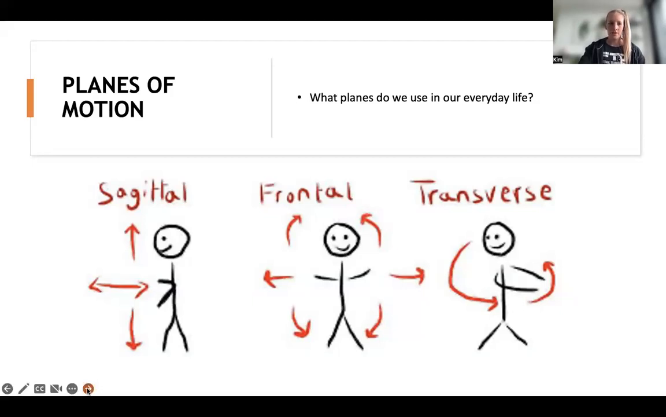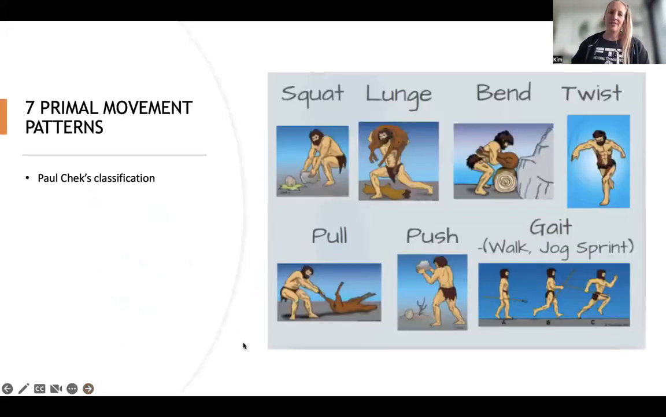All right, so let's check this out. Paul Chek's 7 primal movement patterns. We talk a lot about this within our MFT certification. Paul Chek classified the movements that we do as humans in everyday life into 7 different patterns. So we've got a squat, a lunge, a bend, which we also know as a hinge, a twist, which we also know as a rotation, a pull, a push, and a gait. So a walk, a jog, a sprint.